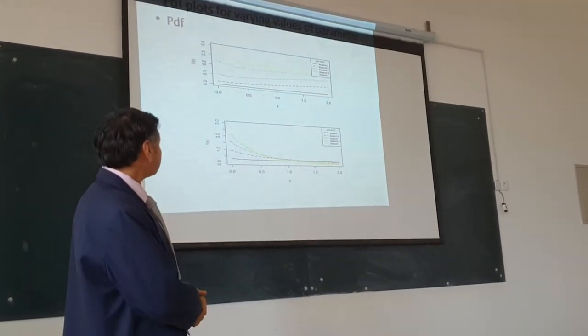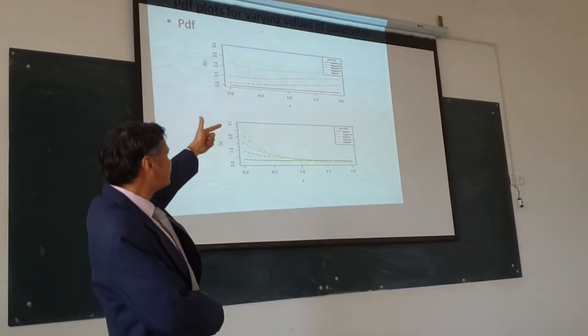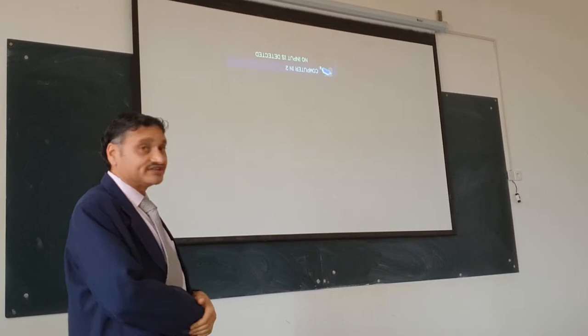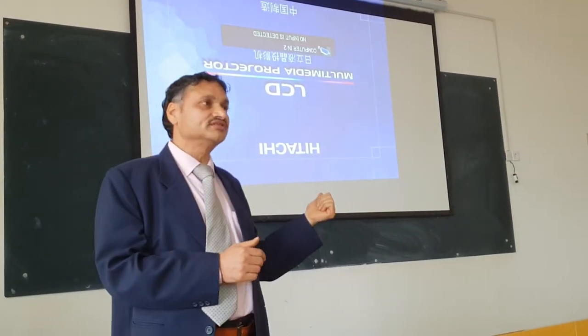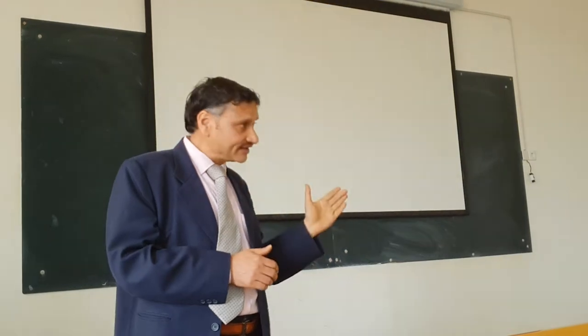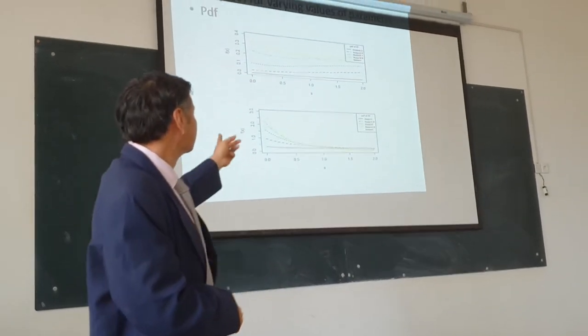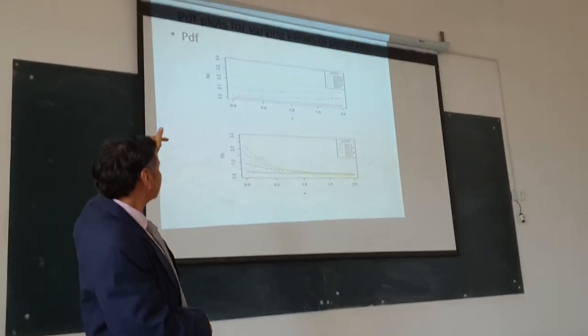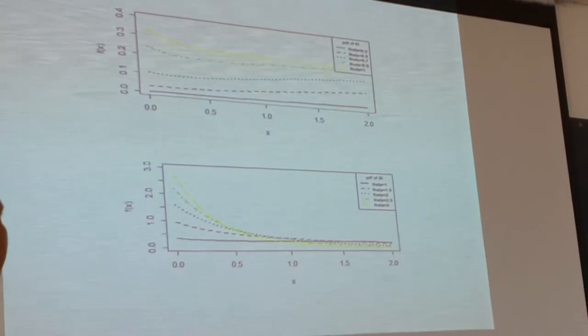But in different values also. They start from 0.2, 0.5, 0.7, 0.9 and 1. Means below 1, I checked here, below 1 value of theta and above 1. What is the behavior of Ishita distribution? Below 1, the behavior is a little different, but after 1, the behavior is different.